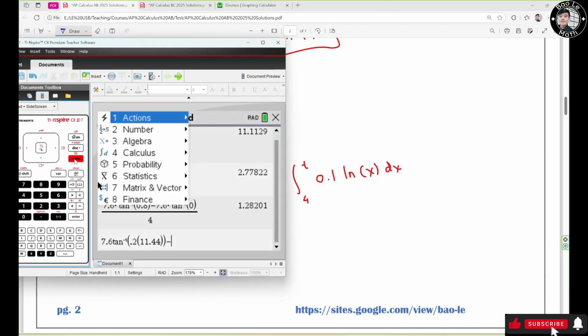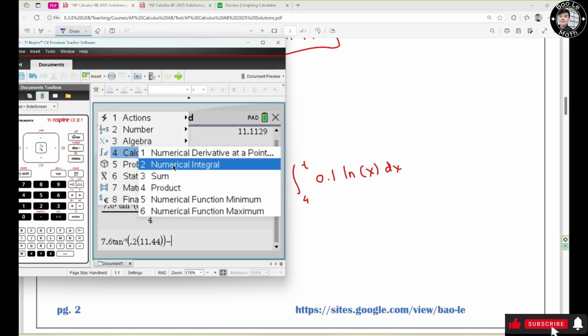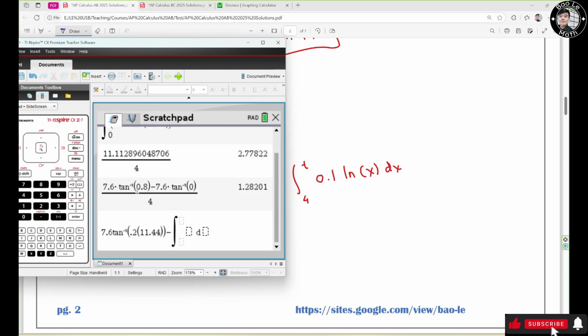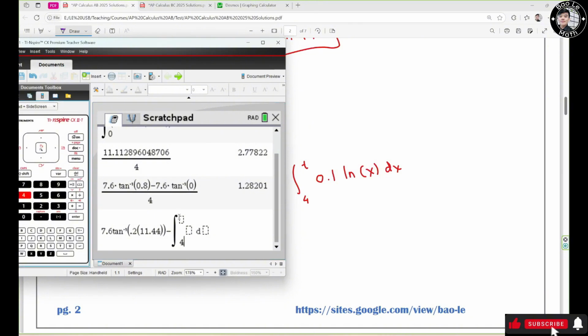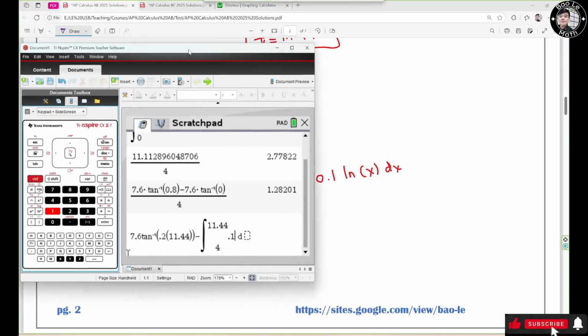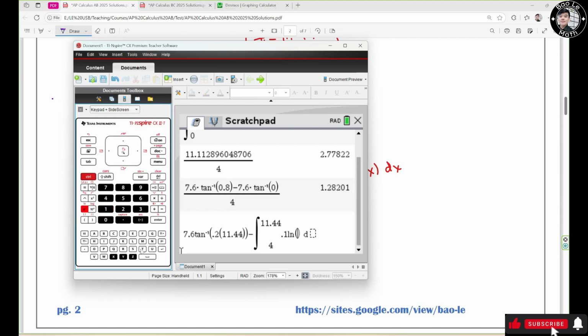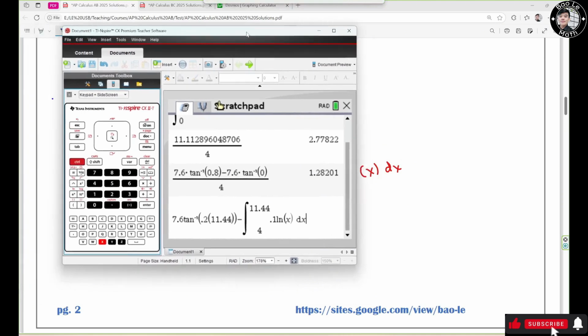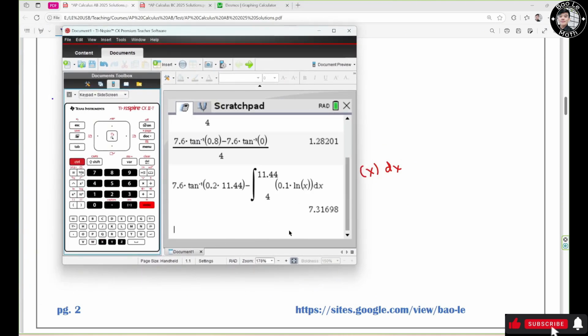So I hit menu, calculus, numerical integral. Now I'm going to put 4 to 11.44, the integral of 0.1 natural log of s ds. Alright, so I just hit enter. The answer is 7.316, right?